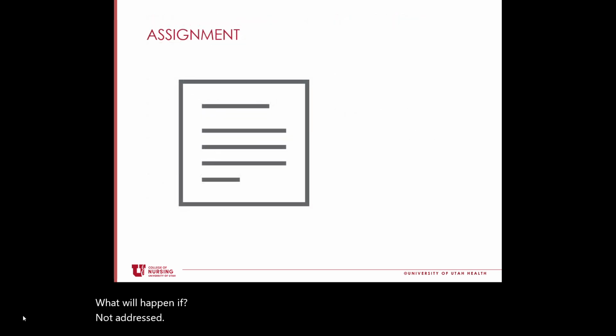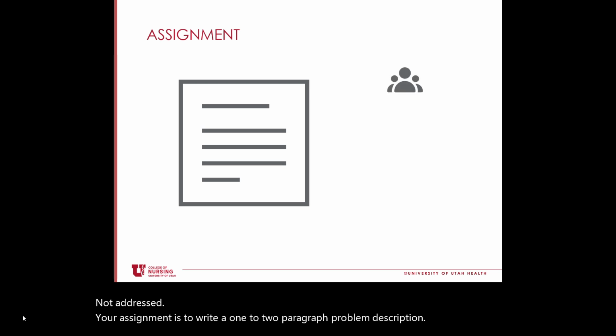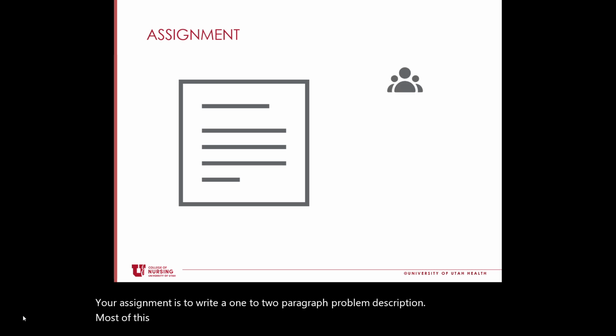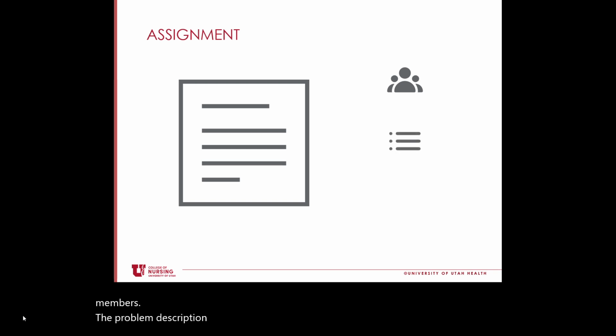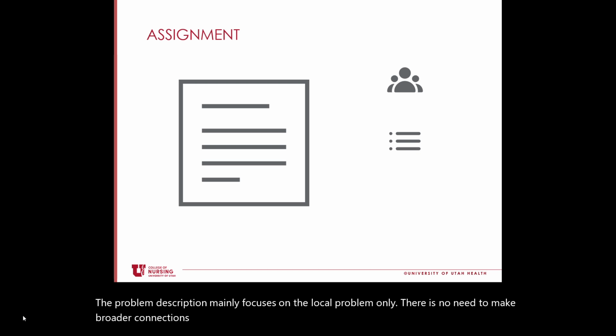Your assignment is to write a 1 to 2 paragraph problem description. Most of this information will likely come from your project preceptor or other project team members. The problem description mainly focuses on the local problem only. There is no need to make broader connections yet, just describe the problem.